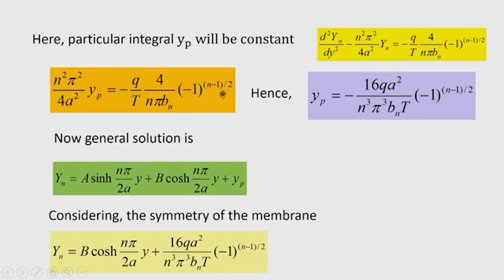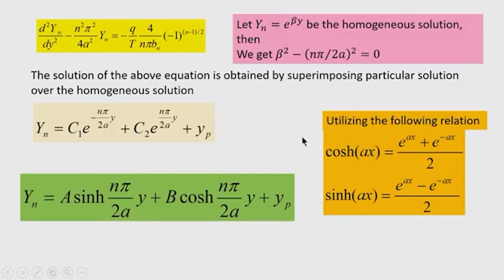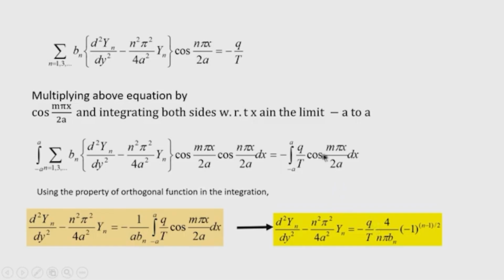Okay. Now, here, y p can be found out now as minus 16 q a square divided by n cube pi cube b n into t, and this index is there, because when n is put as an odd number, this function only exists. For even numbers of n, this solution does not exist, that we have illustrated earlier also, because when we integrated this function, the result of this integration is this, and it is valid only for odd integers.